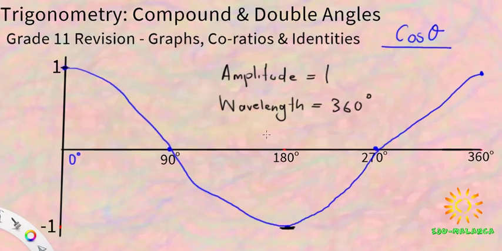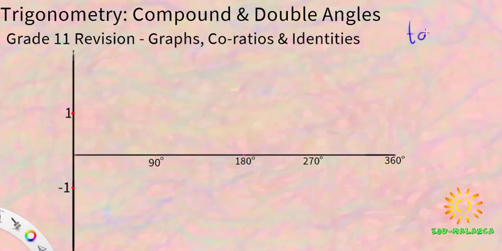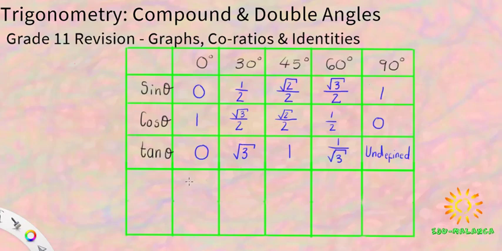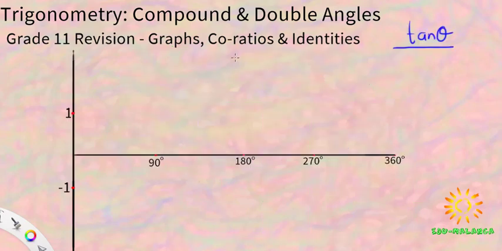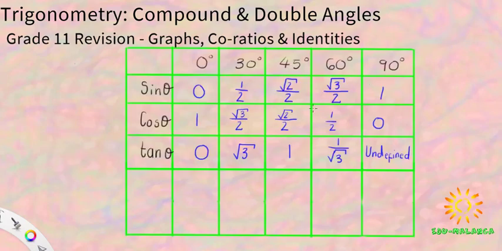the wavelengths. Let's do the last graph now, and this will be the graph of tan theta. We'll again start by looking at our table of special angles. Tan of 0 degrees is equal to 0. We'll plot that on our graph. Tan of 0 is equal to 0. It's over here. Let's look at tan of 90. Tan of 90 degrees is undefined.